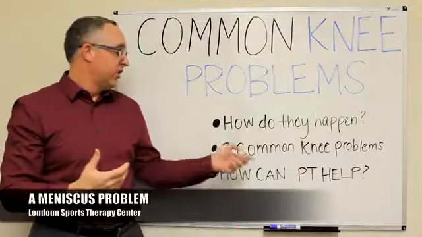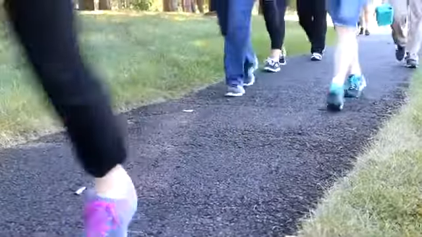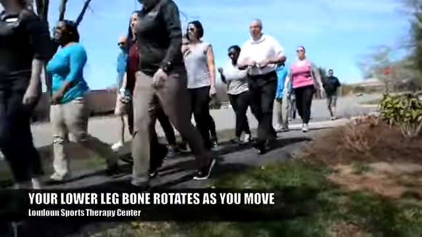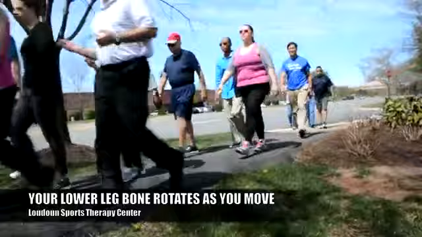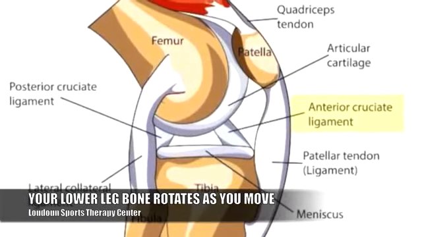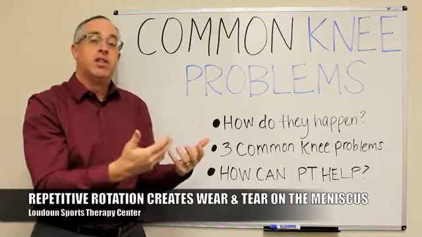A meniscus injury is the second common problem with a knee. As you're walking, your knee is straightening out, and as it's straightening out to put that foot out in front of you, there's actually about 7 or 8 degrees of rotation of your tibia. Your lower leg bone is rotating at the same time that it's straightening. Well, that repetitive rotation starts to create wear and tear on the meniscus.